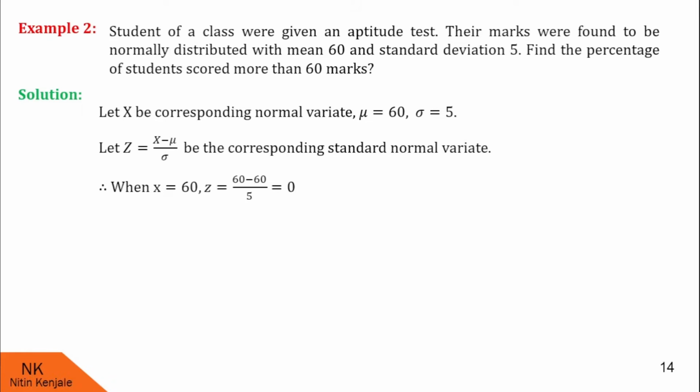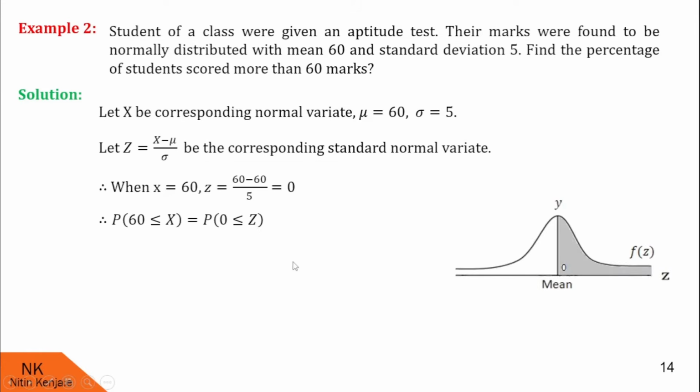Now let us find probability that students scored more than 60 marks. It can be given by probability of x greater than or equal to 60. But at x is equal to 60, z is 0. So p of x greater than or equal to 60 represents p of z greater than or equal to 0. Let us calculate this using graph. Z greater than or equal to 0 can be shown in this gray portion. And we know that this much area covered by this curve is 0.5, because this area is from 0 to infinity.